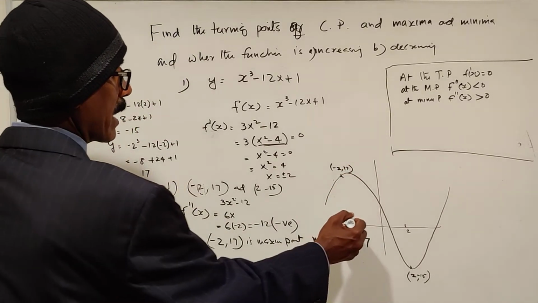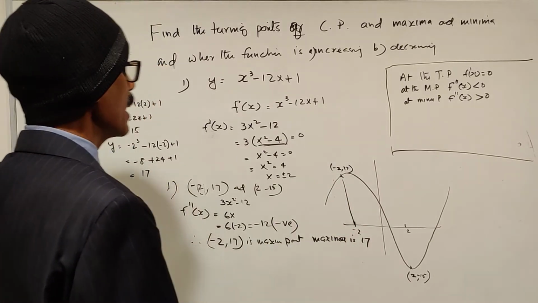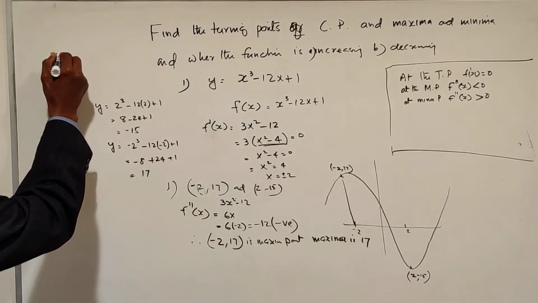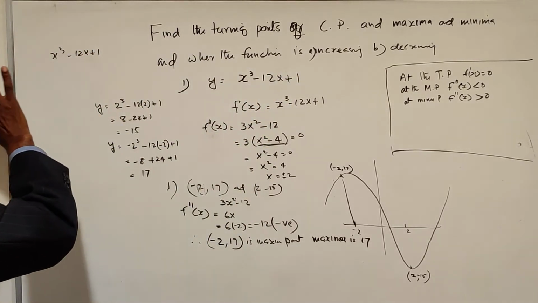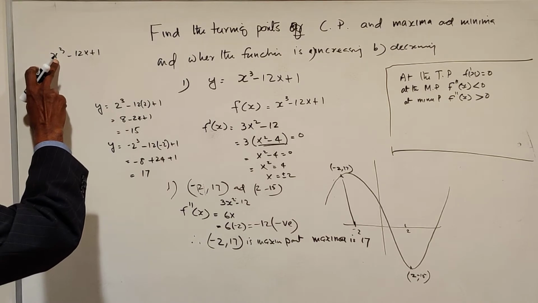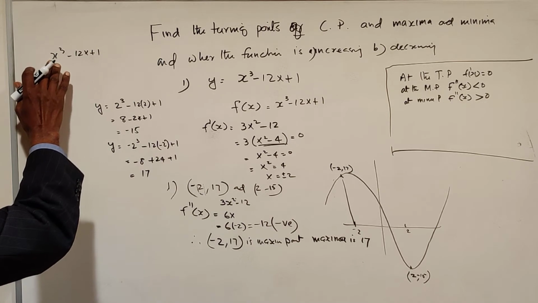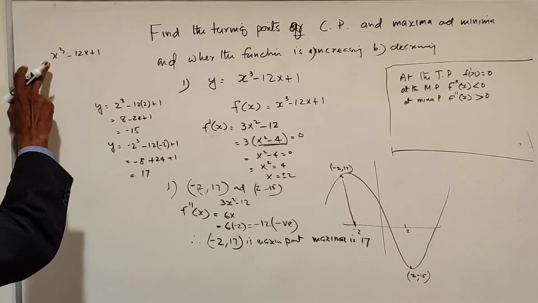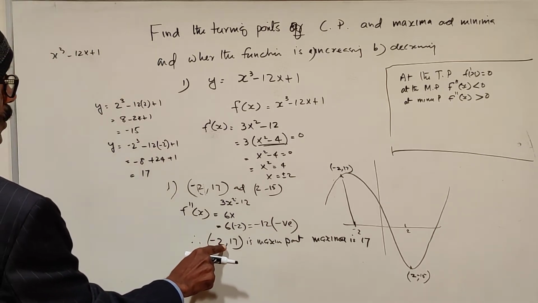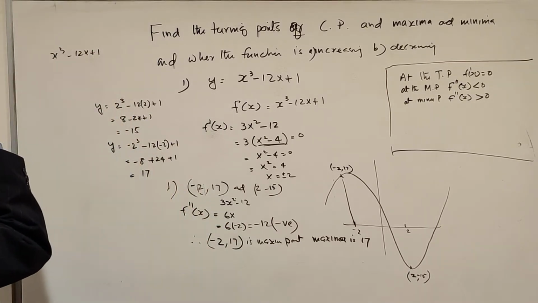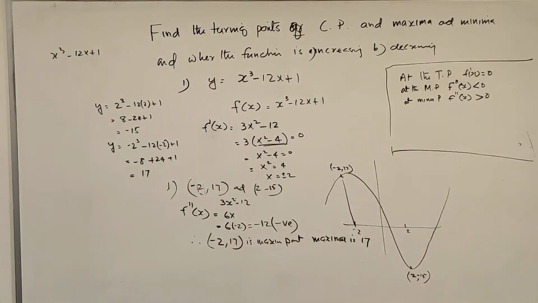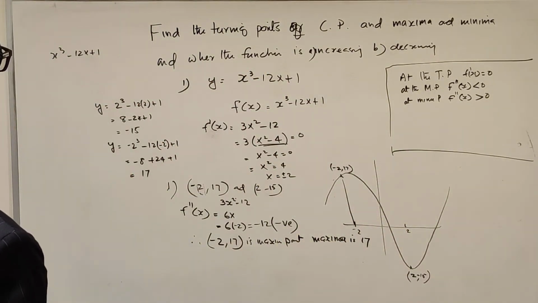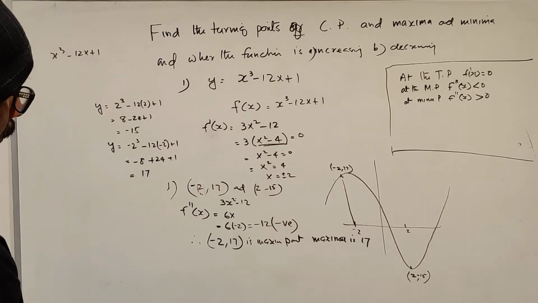What is maximum? The maximum value is 17. That is the maximum value of the function x cube minus 12x plus 1. You can enter any value for x, but when you put x equal to minus 2, 17 is the maximum value in this range.